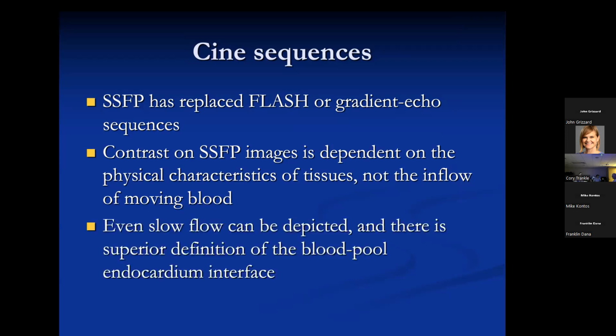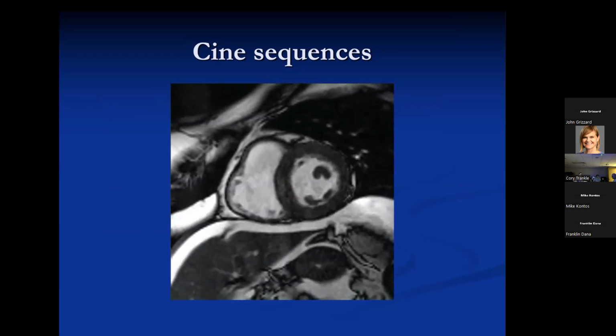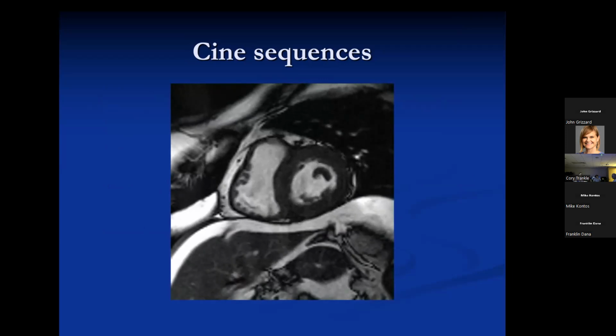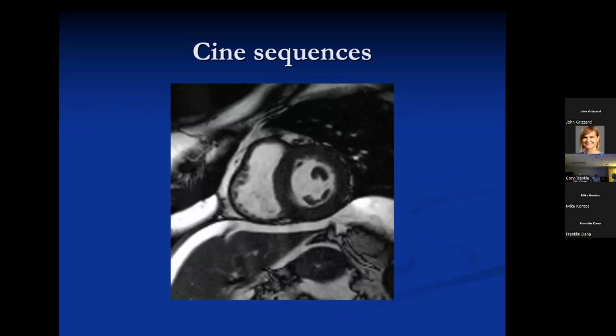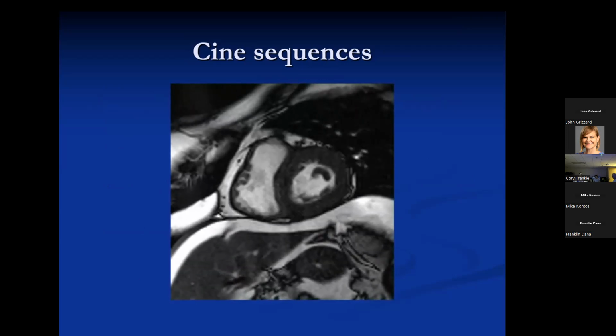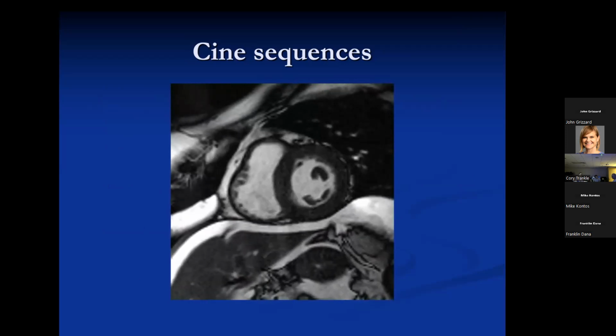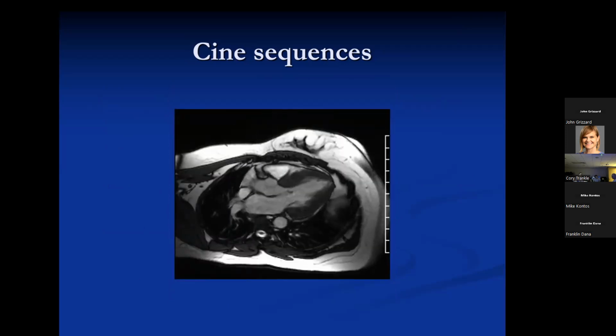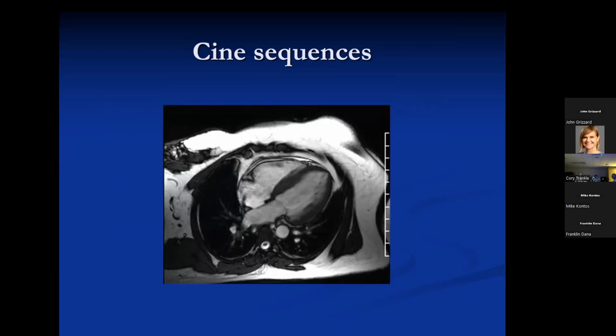So even slow flow can be depicted, and there's a better definition of the blood pool endocardium interface with most cine images. Here's a standard short axis image. Notice how well you see the tricuspid valve leaflets, even though they're very delicate and thin. Here's a nice 3-chamber view, and an easily depicted 4-chamber view, etc.